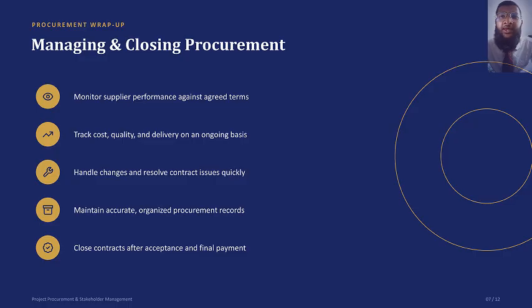Managing and closing procurement. Once a contract is activated, the team must monitor the supplier's performance, track cost, quality, and delivery, and handle changes or issues quickly. It's also important to maintain accurate procurement records and close each contract only after acceptance and final payment.